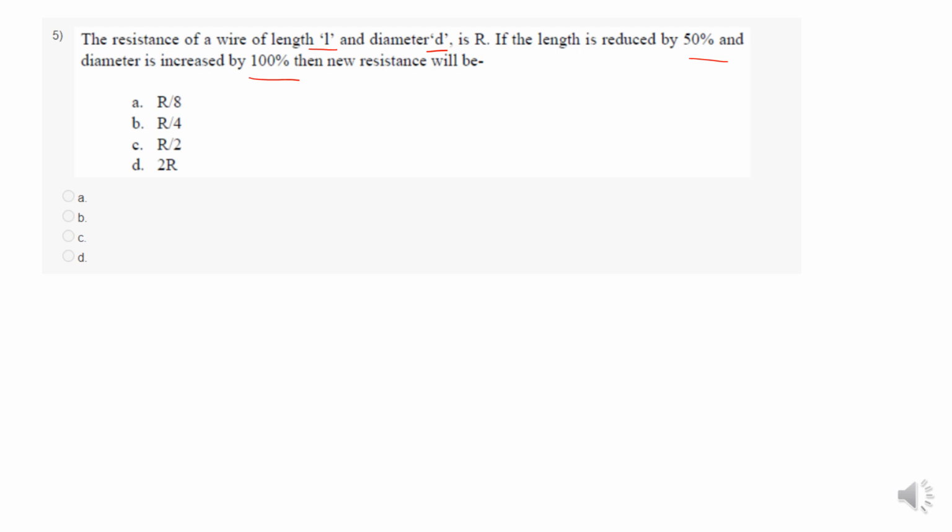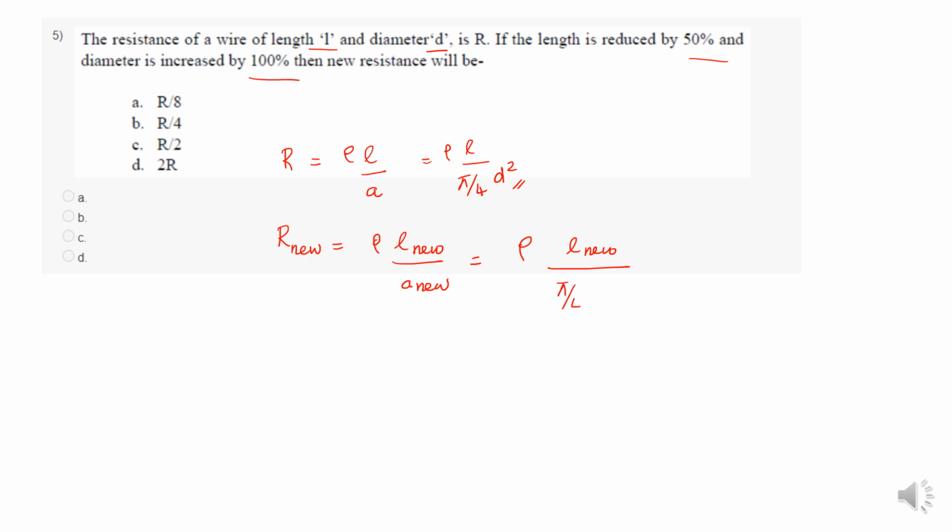First of all, I am going to write the old resistance. Old resistance is rho into L by A. Here it is rho into L divided by pi by 4 into D square, because D is given. Next, the new resistance I have taken as R new. R new is rho into L new by A new, that is rho into L new divided by pi by 4 into D new square.